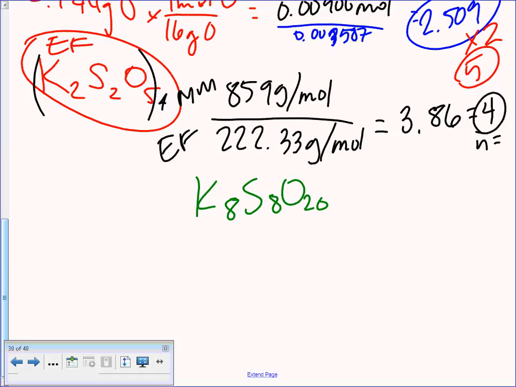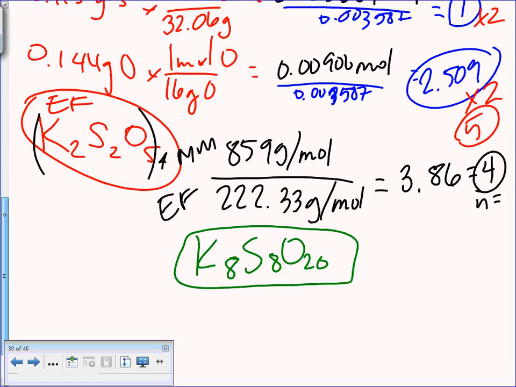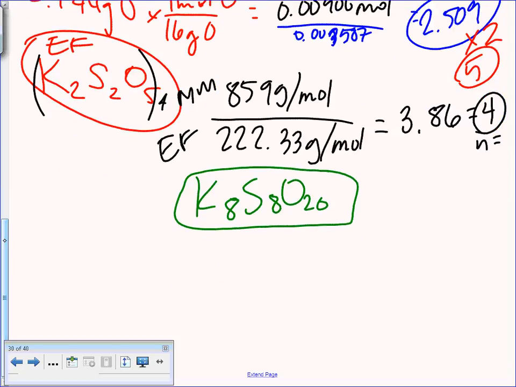K8S8O20. Whew. Big compound. That's some sort of new drug on the streets. I don't know. That's what we found. It's a white powder. We all know white powders are bad. Baking soda. Hard stuff. Okay.